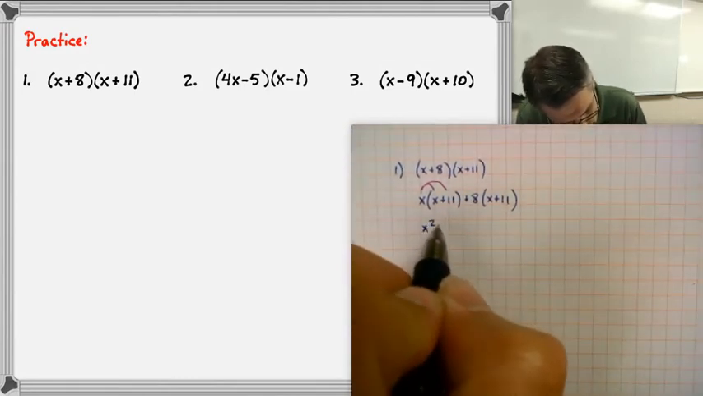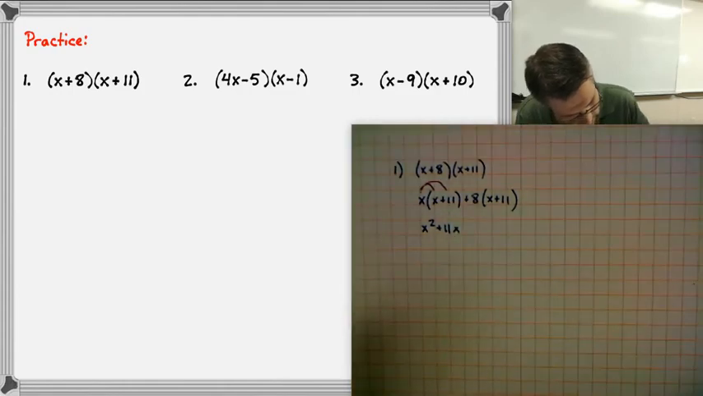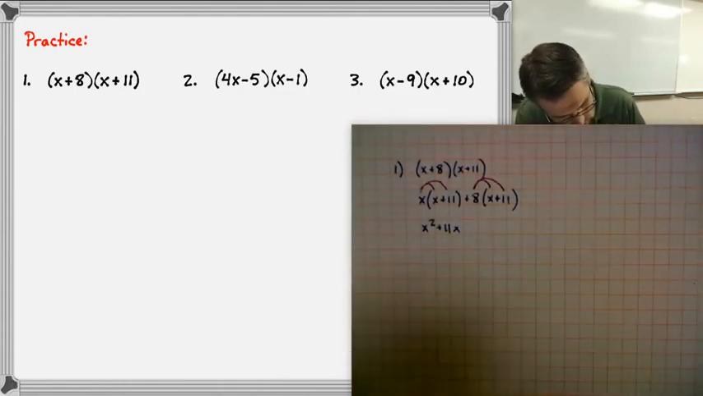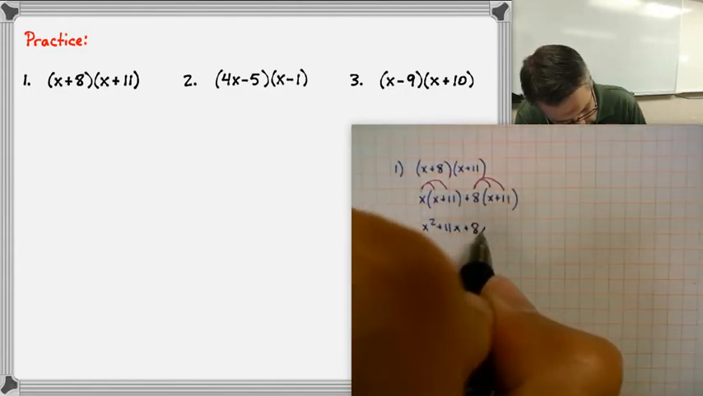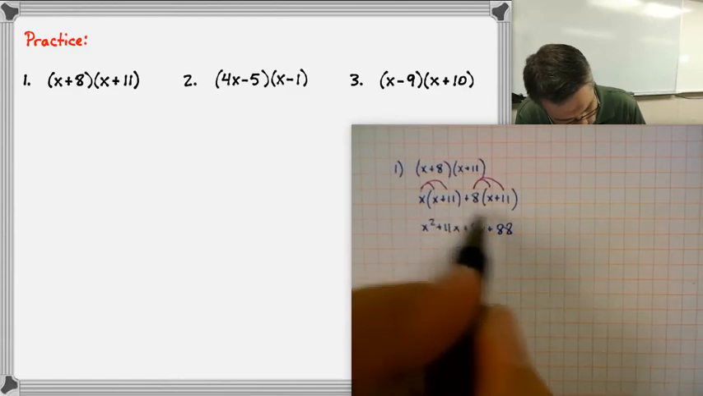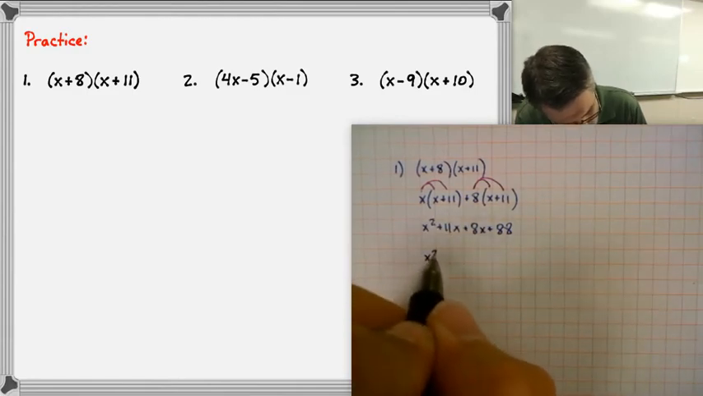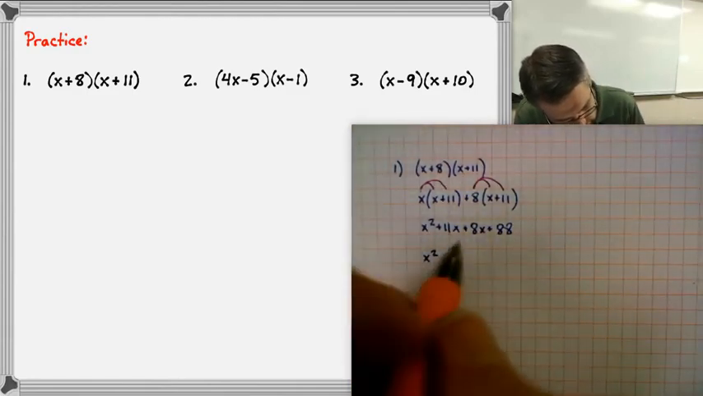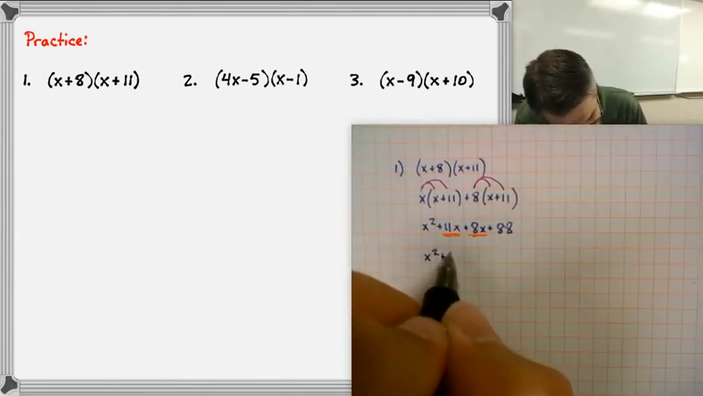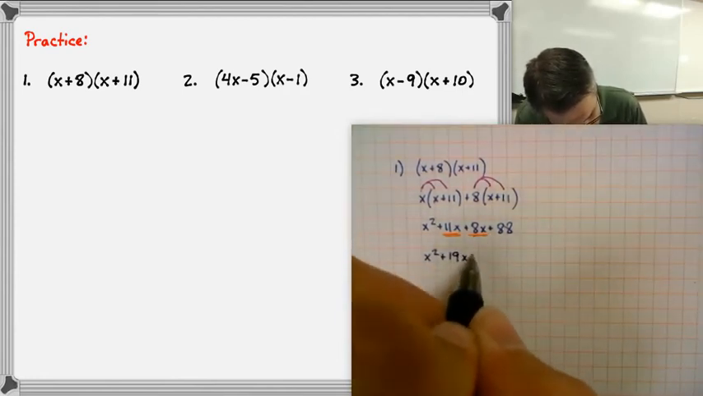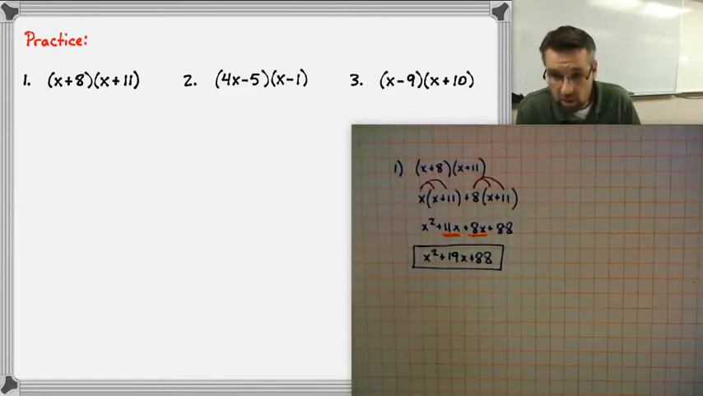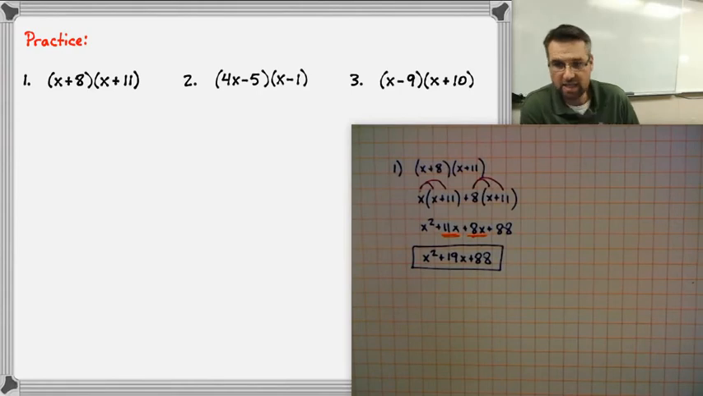So we get x squared plus 11x. And then for the second one, we'd multiply the 8 into the two terms. So we'd end up with 8x plus 88. And then we'll combine like terms. There's only one term that has an x squared in it, so we'll carry that down. The 11x and the 8x can combine to make 19x. And the 88 is the only constant we have. So number 1 is x squared plus 19x plus 88.